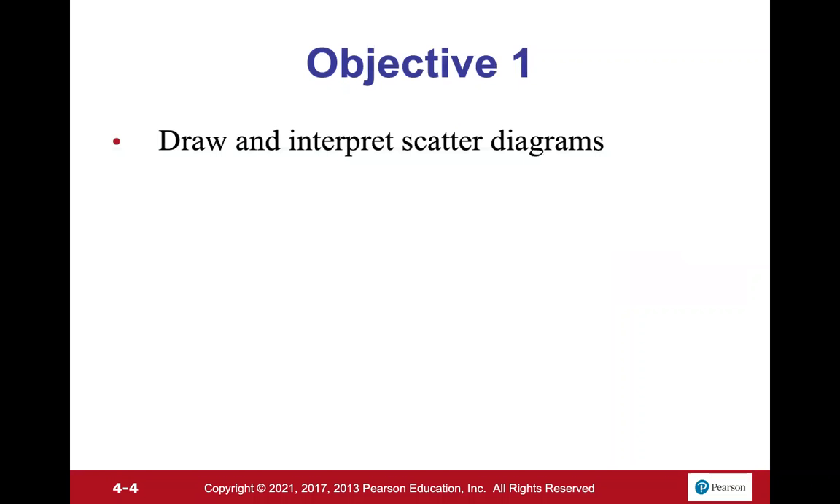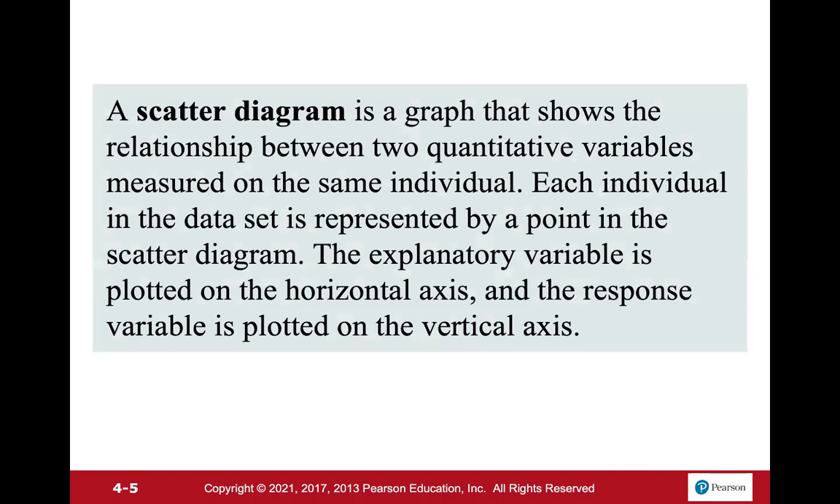Draw and interpret scatter diagrams. All right, so a scatter diagram is a graph that shows a relationship between two quantitative variables. Quantitative meaning quantity, quantitative variables measured on the same individual. So each individual in the data set is represented by a point in the scatter diagram. The explanatory variable is plotted on the horizontal axis and the response variable is plotted on the vertical axis.